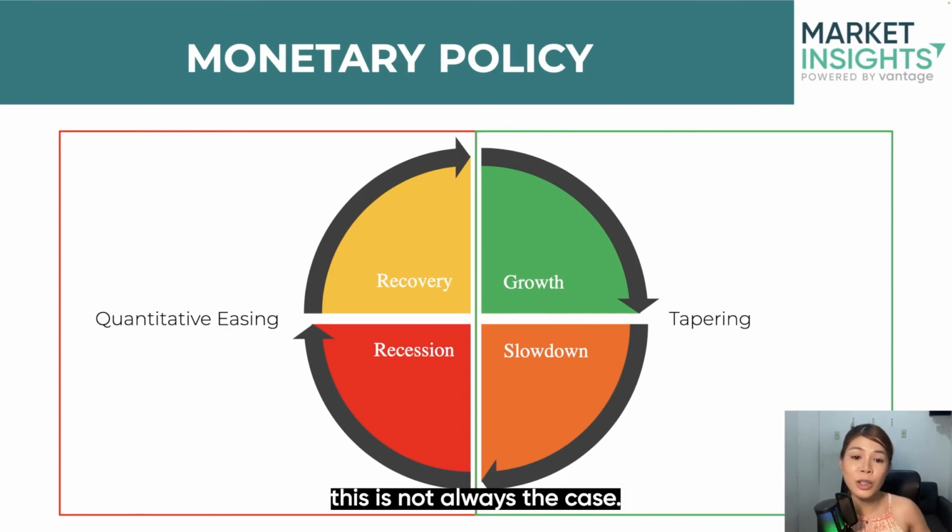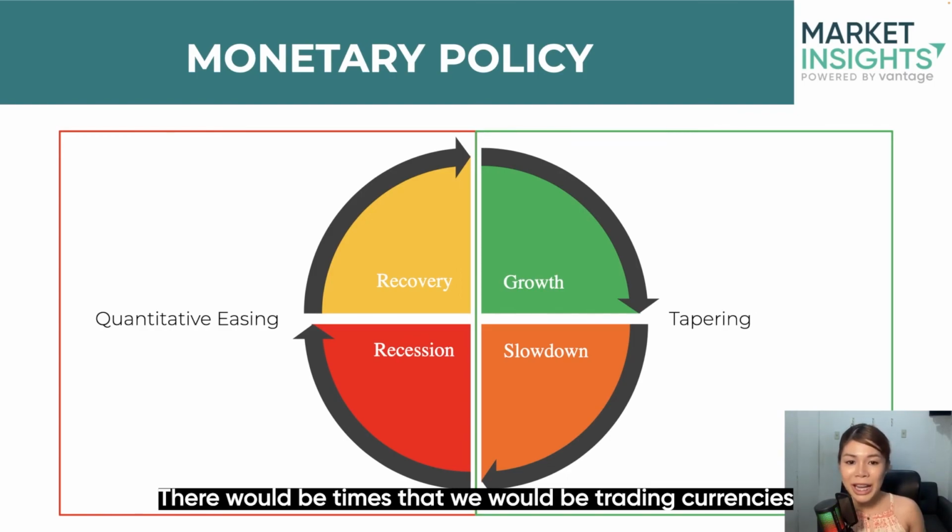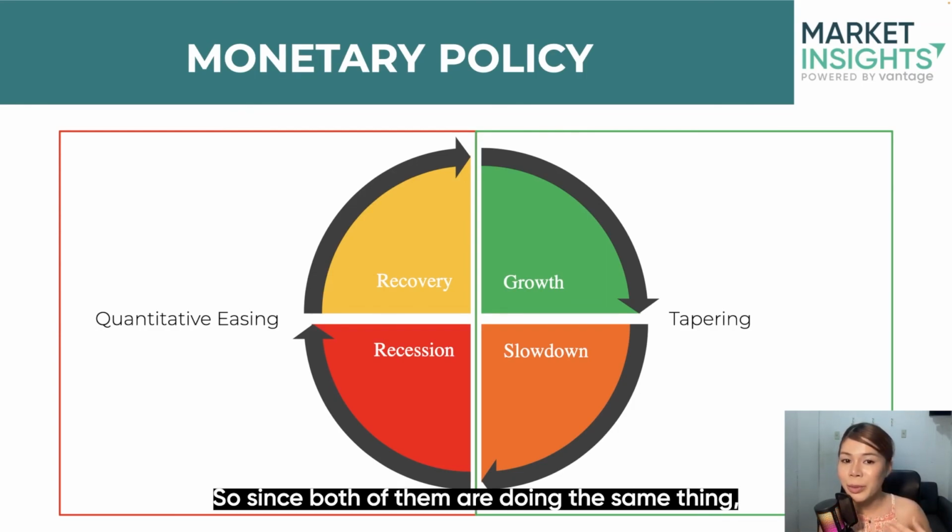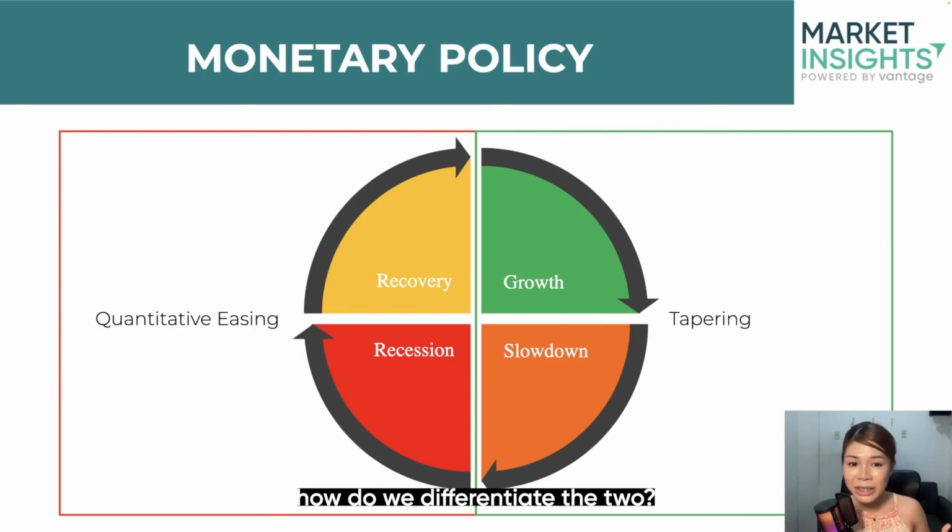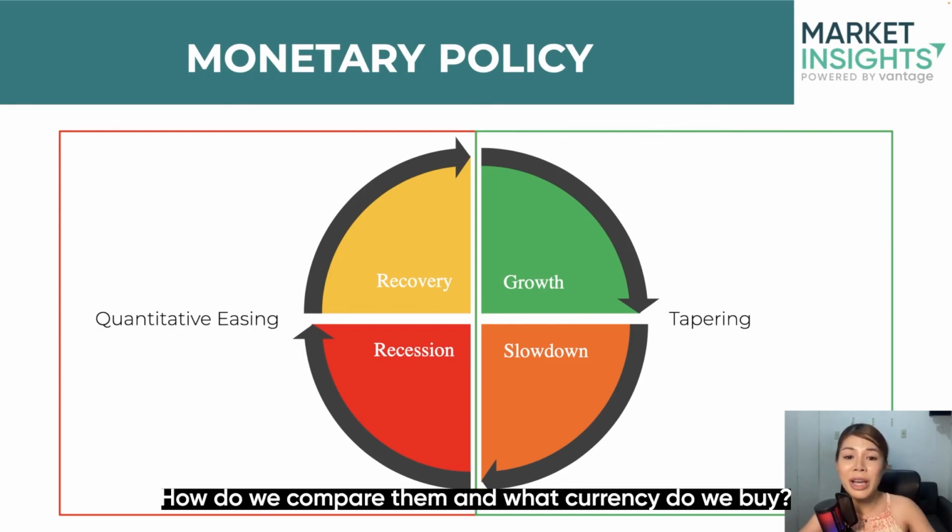Although this is the ideal situation, where the risk is lower and the profitability is higher, this is not always the case. There would be times that we would be trading currencies where the central banks are both implementing QE, or the central banks are both implementing tapering. So, since both of them are doing the same thing, how do we differentiate the two? How do we compare them? And what currency do we buy? We would be discussing that on the next episode, so stay tuned.